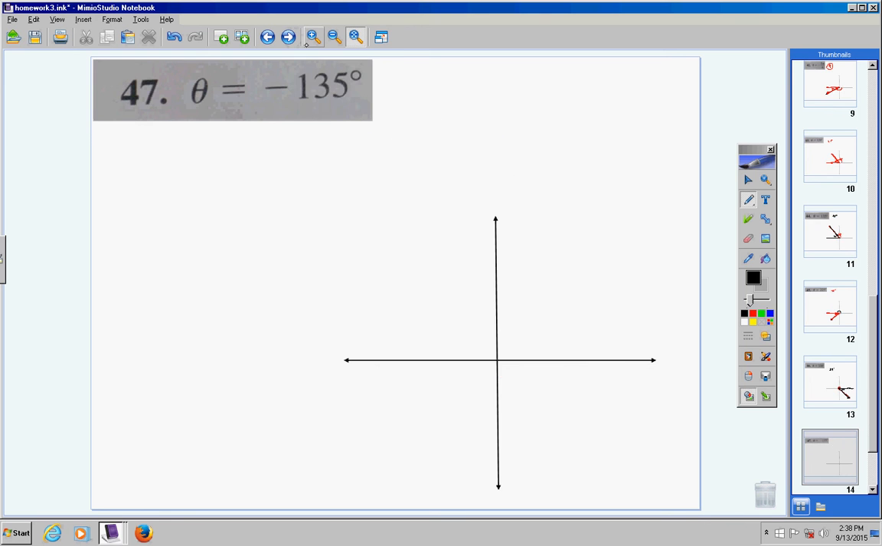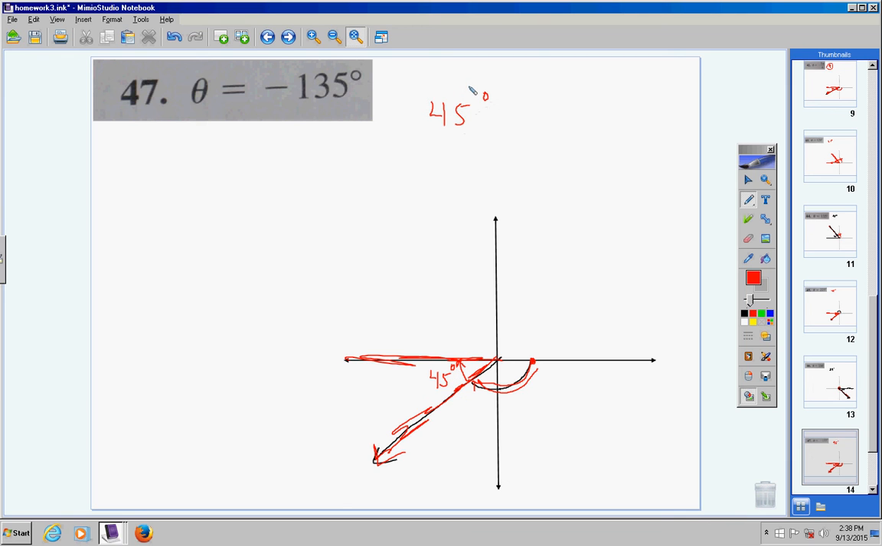Alright, number 47. Negative 135. Well, first of all, I'm going to go... I have to go from here to here to give me 180? Well, that's going to be easy. 45 degrees. So the reference angle for 47 is 45 degrees.